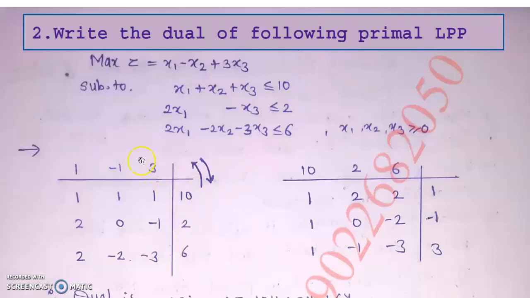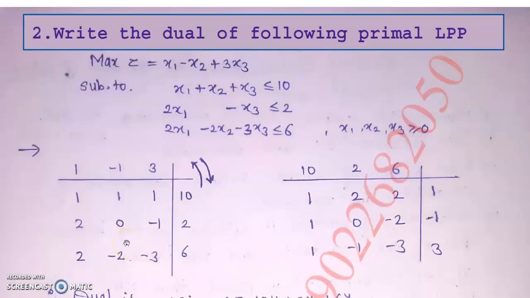Okay, so these two will get shuffled with each other, whereas this matrix is of coefficients, that is 1, 1 and 1, 2, 0 and minus 1 and 2, minus 2, minus 3. So 1, minus 1, 3 now becomes the RHS of the constraints. 10, 2, 6 goes to the top row, that is, the transpose of this matrix will be taken, with 1, 1, 1 as the first row and 1, 1, 1 as the first column. Similarly for the other rows and columns.